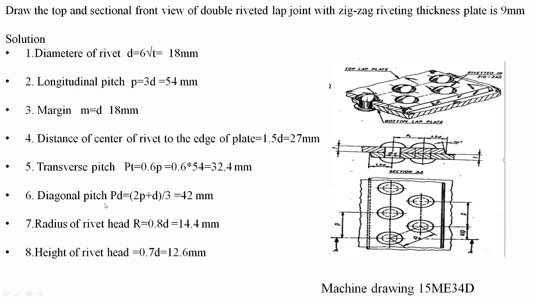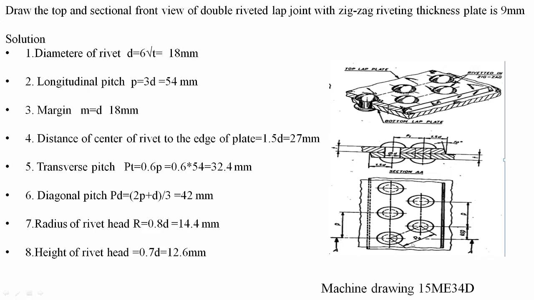The diagonal pitch PD is given by the formula (2 times the pitch plus diameter) divided by 3. We got it as 42 millimeter. This diagonal pitch is nothing but the distance between the center of this rivet to the center of this rivet in a diagonal direction. You can see here, this distance is PD.